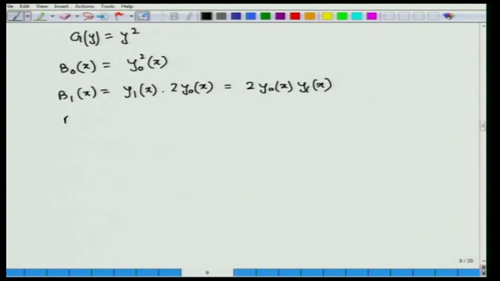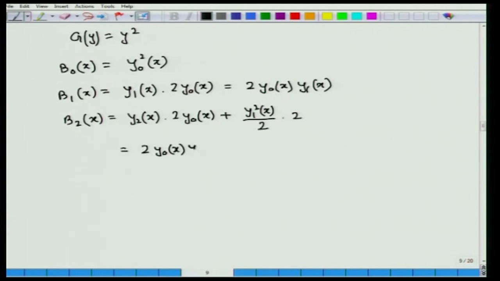Then b2(x) is equal to y2(x) multiplied with 2y0(x) plus y1 square(x) by 2 into 2, because the second derivative of g with respect to y is 2, and therefore g double dot at y0 is simply 2. Therefore, b2(x) comes out to be 2y0(x) multiplied with y2(x) plus y1 square(x).